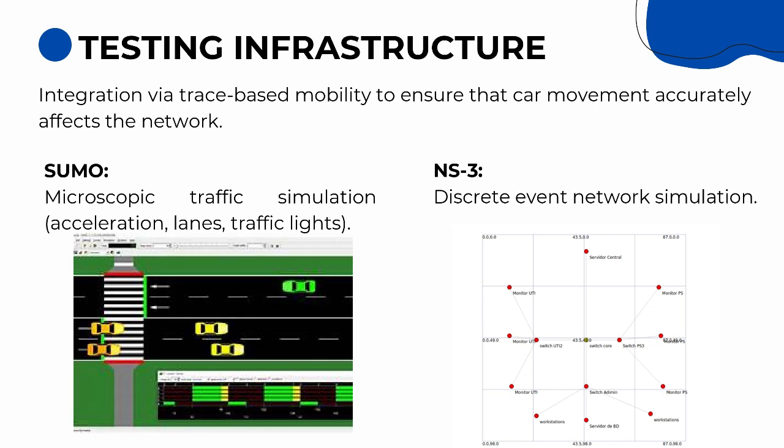To perform this evaluation, the authors used a co-simulation technique. They integrated Sumo, a microscopic traffic simulator that moves cars according to real traffic rules, with NS3, the gold standard in network event simulation. This integration is done via trace-based mobility, meaning that the real movement of cars in Sumo generates a file that feeds into NS3. This ensures that the network results reflect what would happen at a real intersection and not just in a static laboratory scenario.